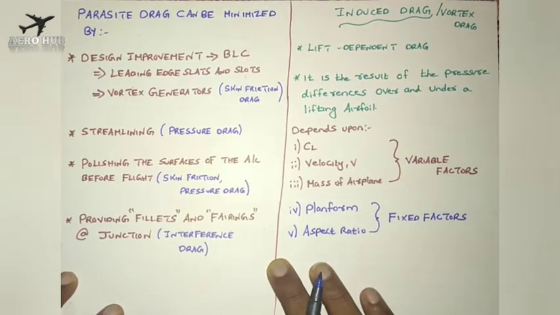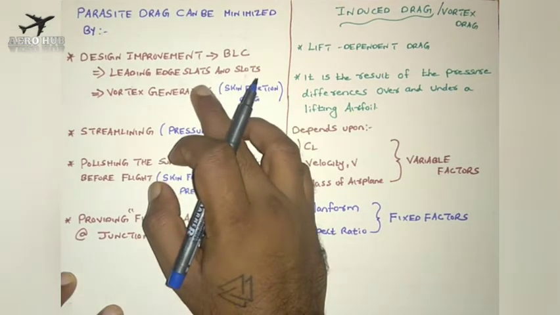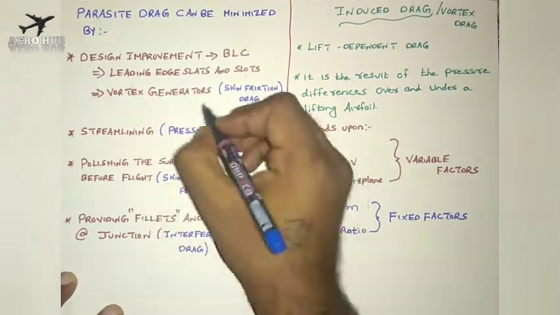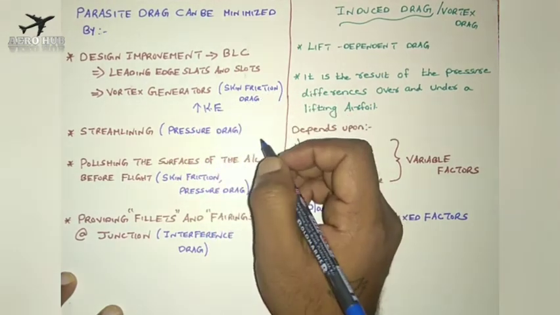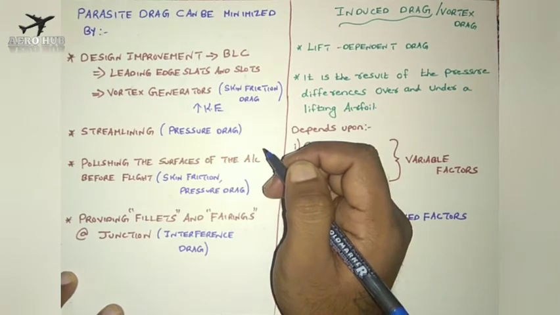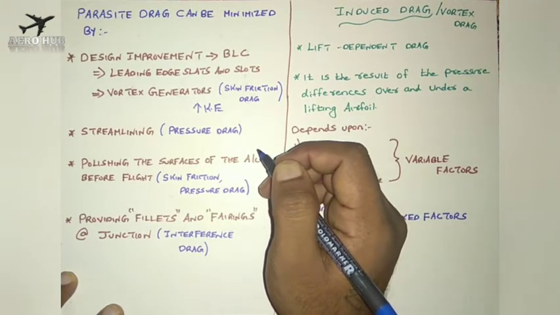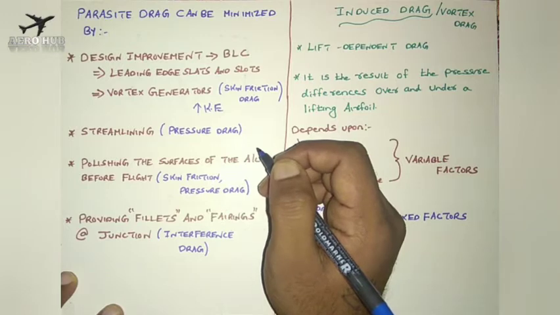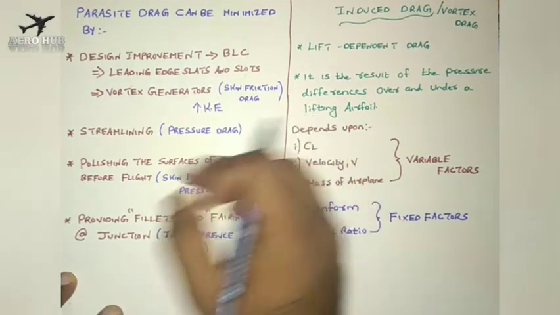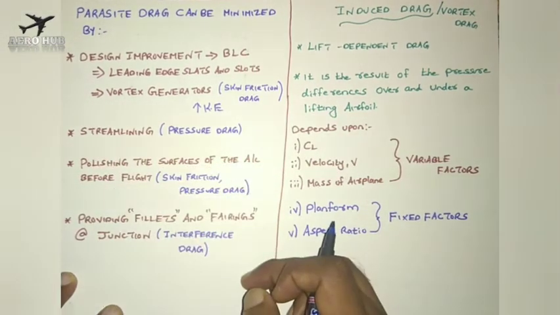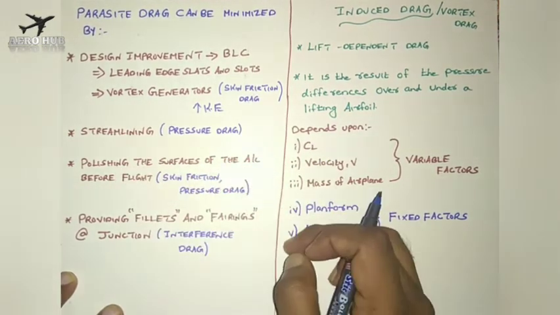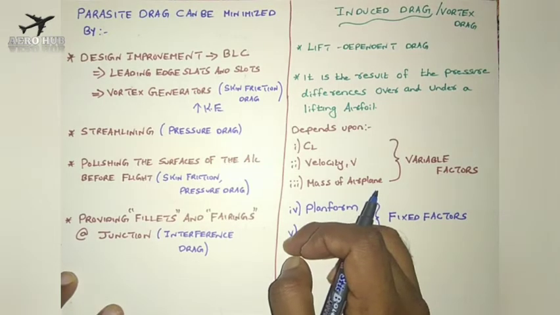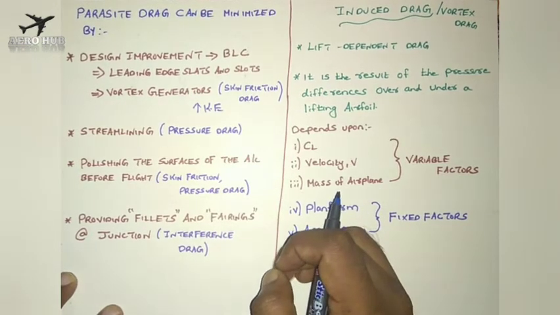How is this reducing the skin friction drag? This type of design improvement will increase the kinetic energy, or this will energize the flow, and thus this will reduce the skin friction drag. The next method is streamlining. Streamlining means proper shape. This will reduce the pressure drag. Then polishing the surface of the aircraft before flight will reduce the skin friction and pressure drag.